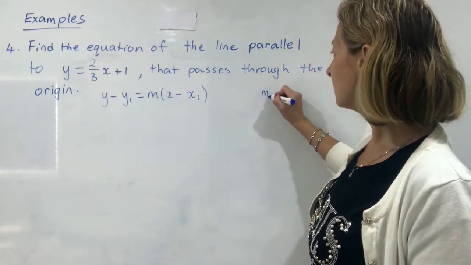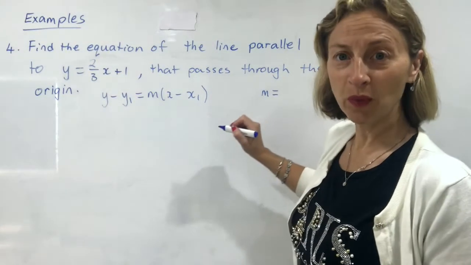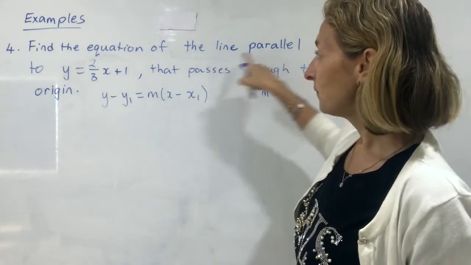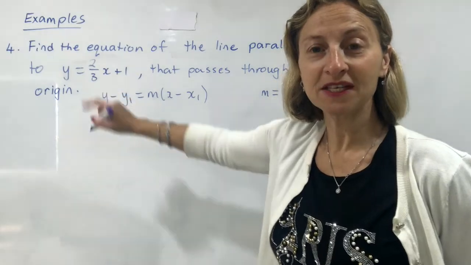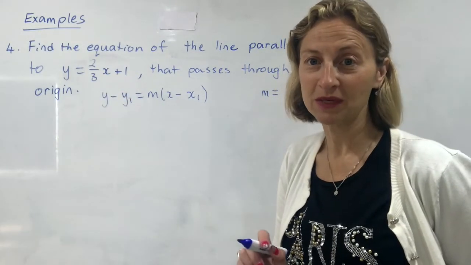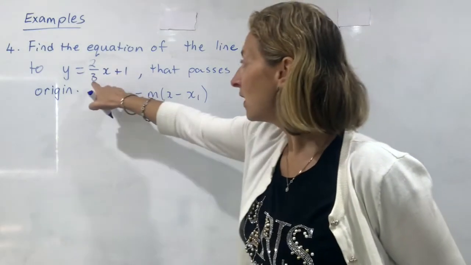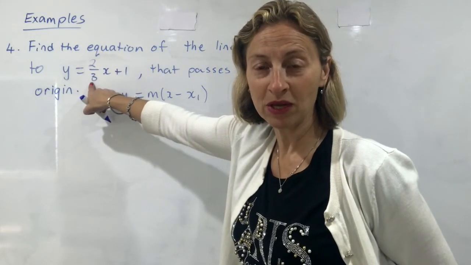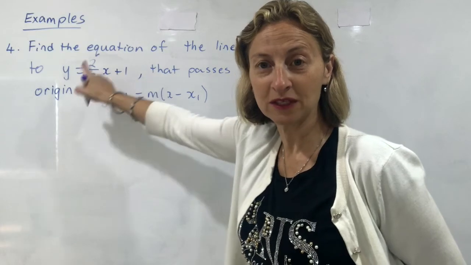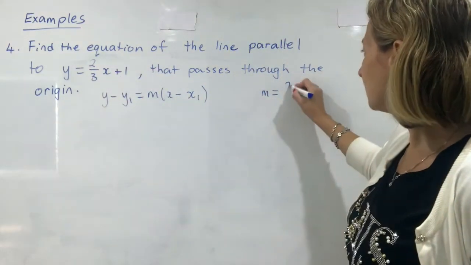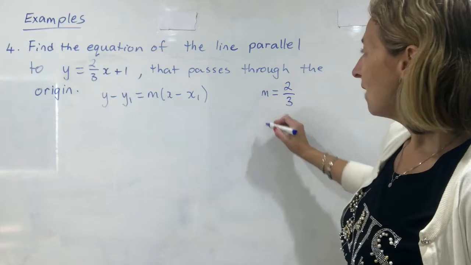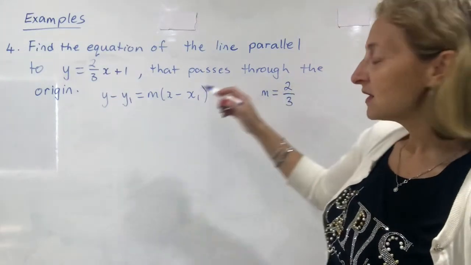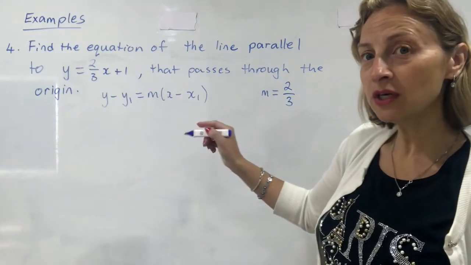We need the gradient and we need a point that lies on the line. We're told that these two lines are parallel. If they're parallel, then we know they have the same gradient. It's much easier than perpendicular. So, parallel lines have the same gradient. The gradient of this line is 2/3. Hopefully everybody gets that, the number in front of the x, because it's in the right form. Makes it easier, so the gradient is 2/3. And what's the point that my line will be passing through? It says that it has to pass through the origin. What was the origin?